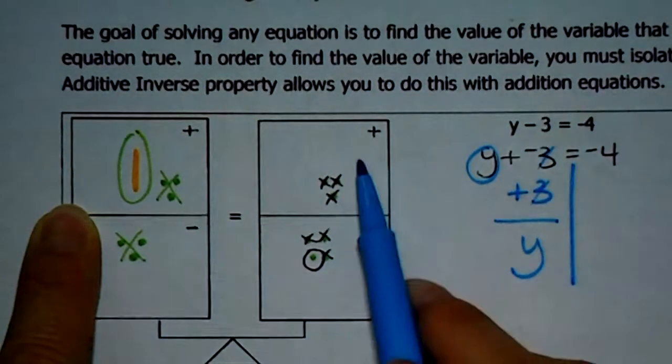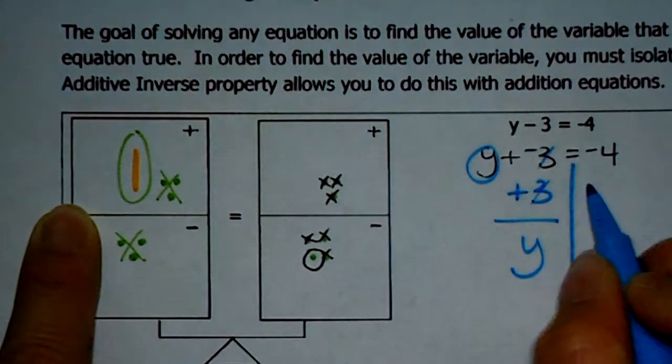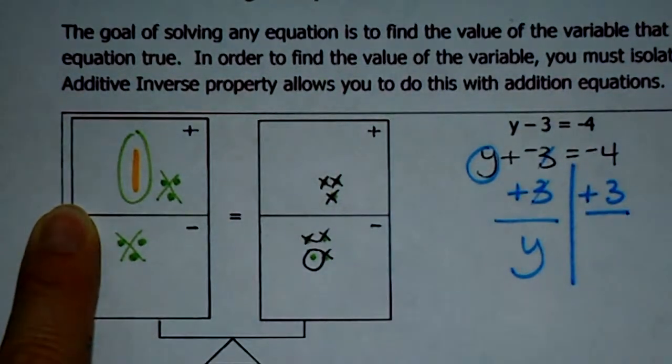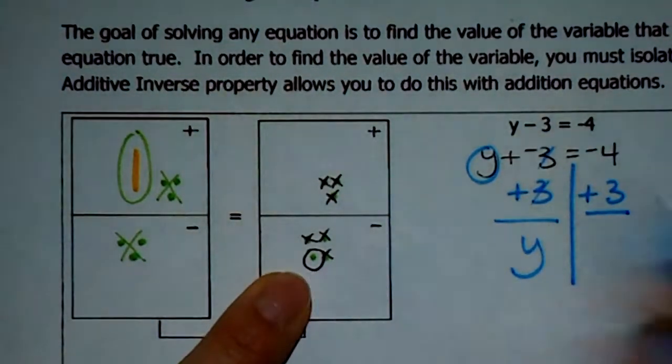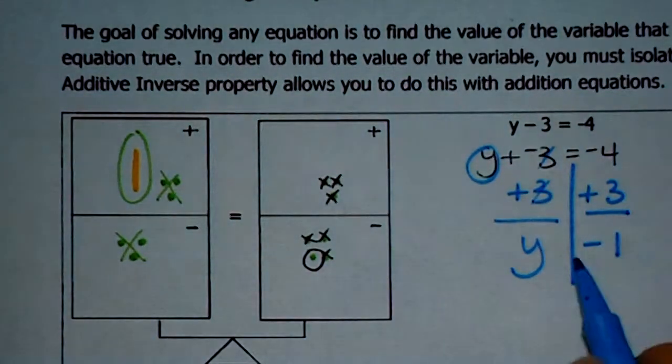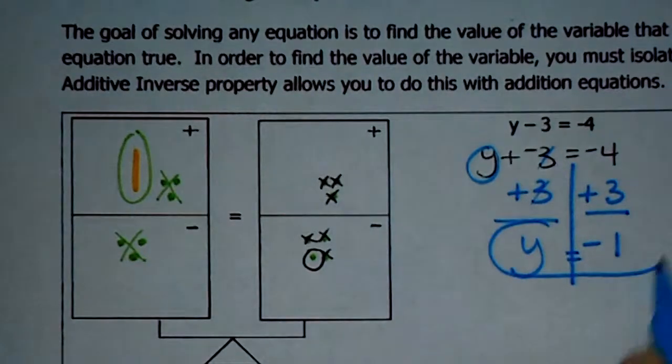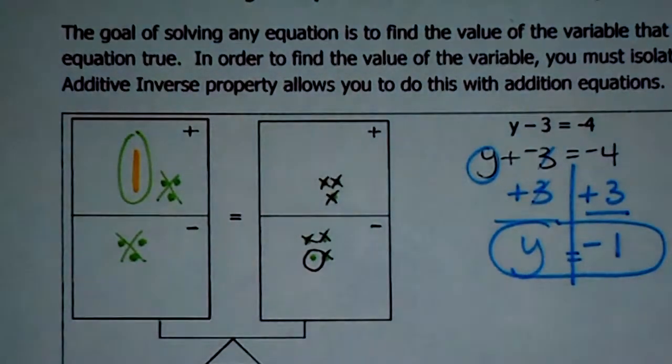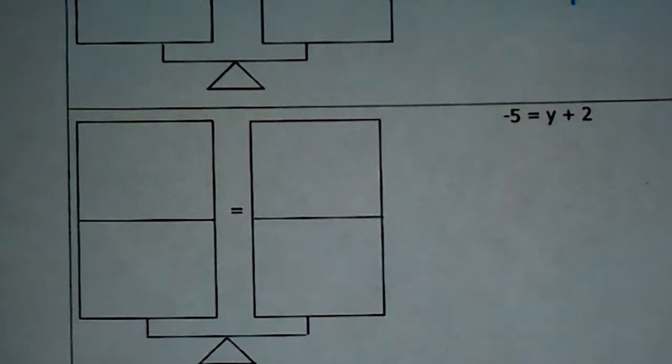But we also had to add 3 blocks to this side, because whatever you do to one side, you have to do to the other. And we said we were left with -1, right? Isn't -4 plus 3 -1? Yes. So y equals -1. All right, we're not going to do every single one with blocks, I promise you. But this really helps you understand why you're doing what you're doing. All right, take a look at this next one.